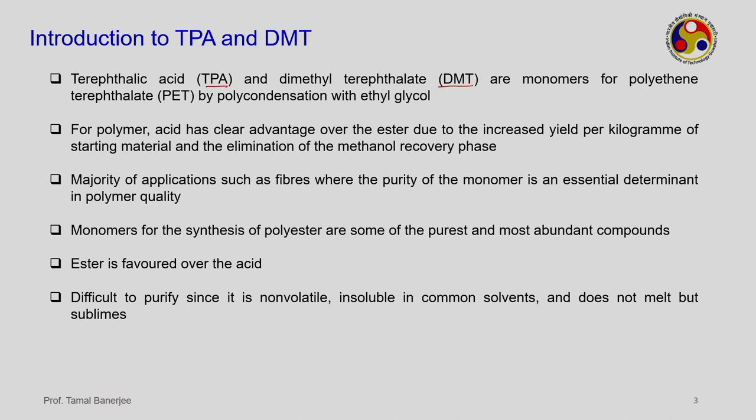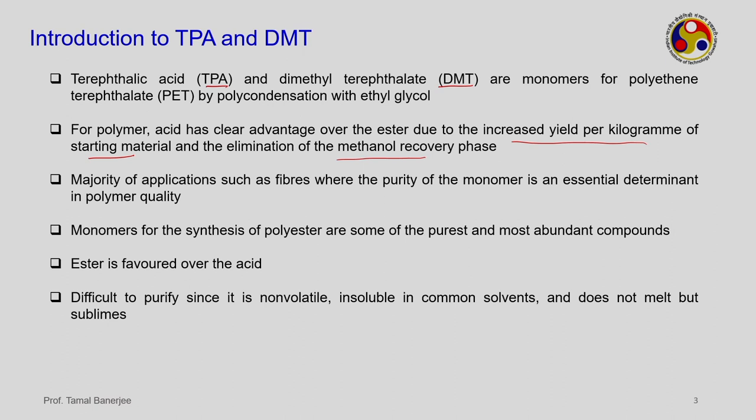For the PET polymer, the acid has a clear advantage over the ester. The TPA acid, as a precursor, has a clear advantage over the ester, by which I mean DMT, due to the increased yield per kilogram of starting material. There is also an elimination of the methanol recovery phase, which would otherwise have existed with the ester.